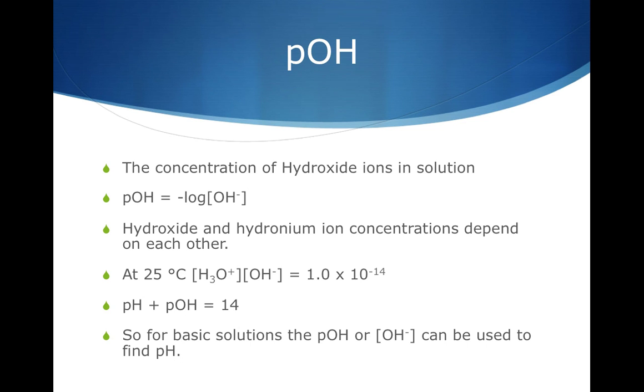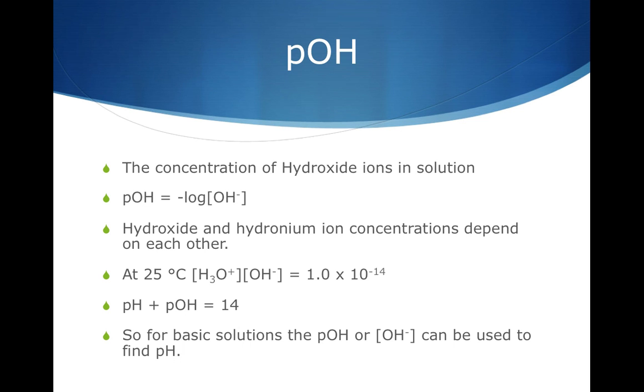Now, this works really nicely for an acid. For a base, we quite often don't know the hydrogen ion concentration. We have to find it out from the hydroxide ion concentration. Okay? In a solution at 25 degrees C, we know that the hydrogen times the hydroxide ion concentration is going to be equal to 10 to the negative 14.